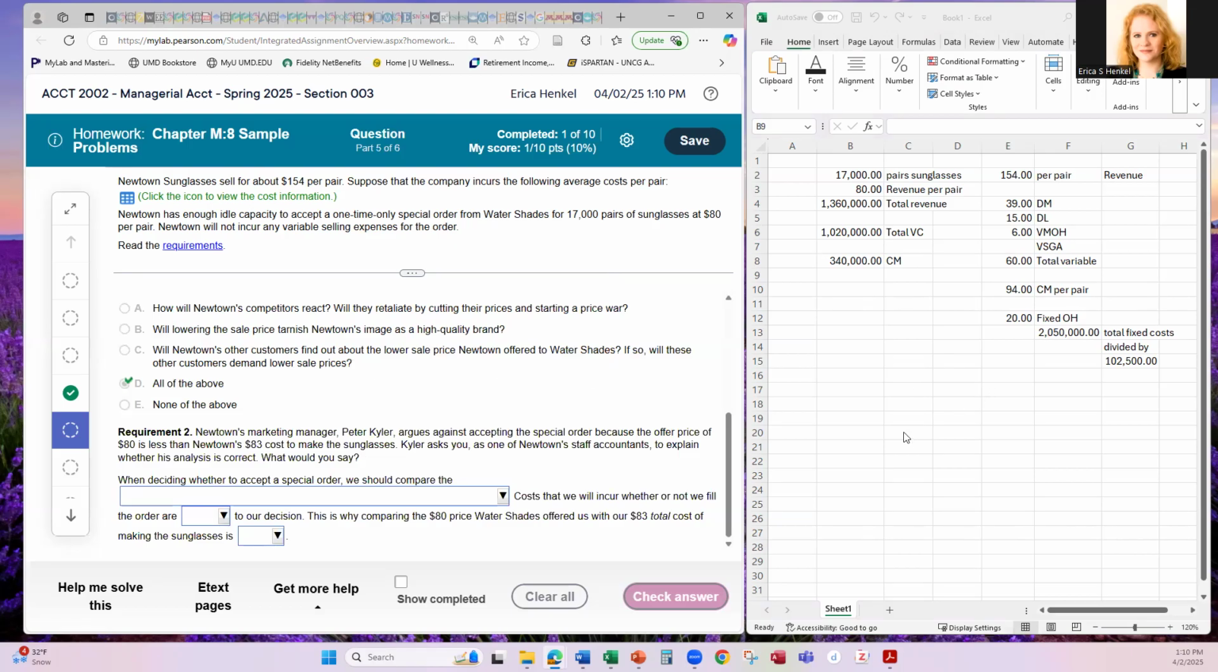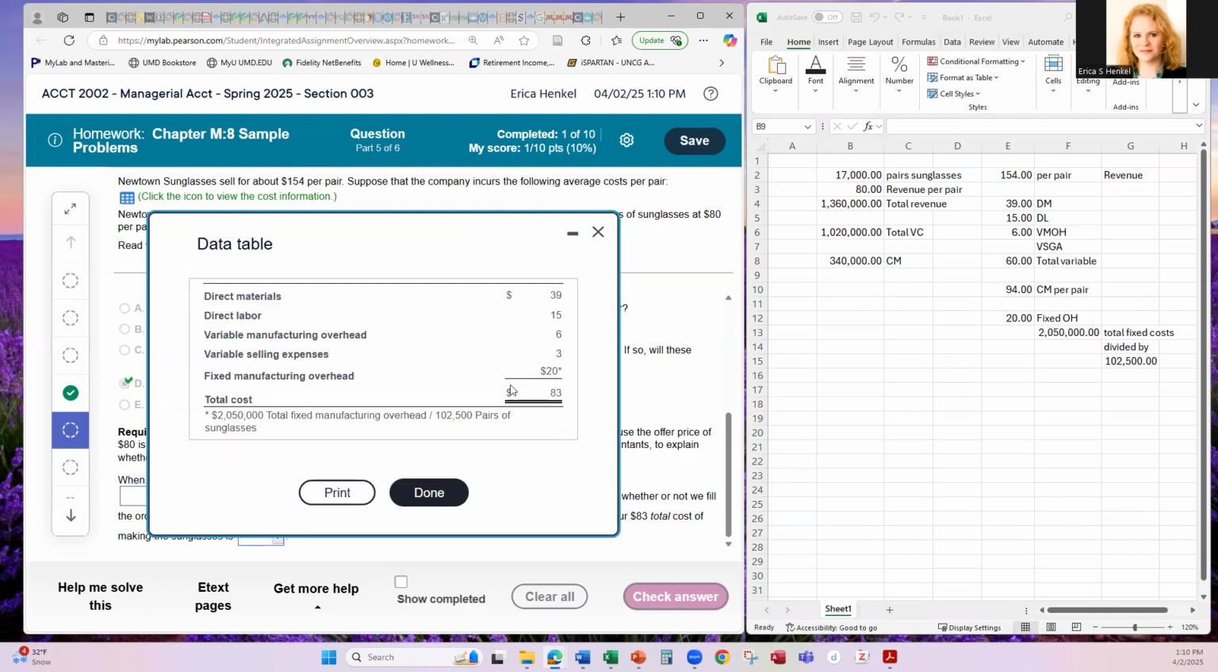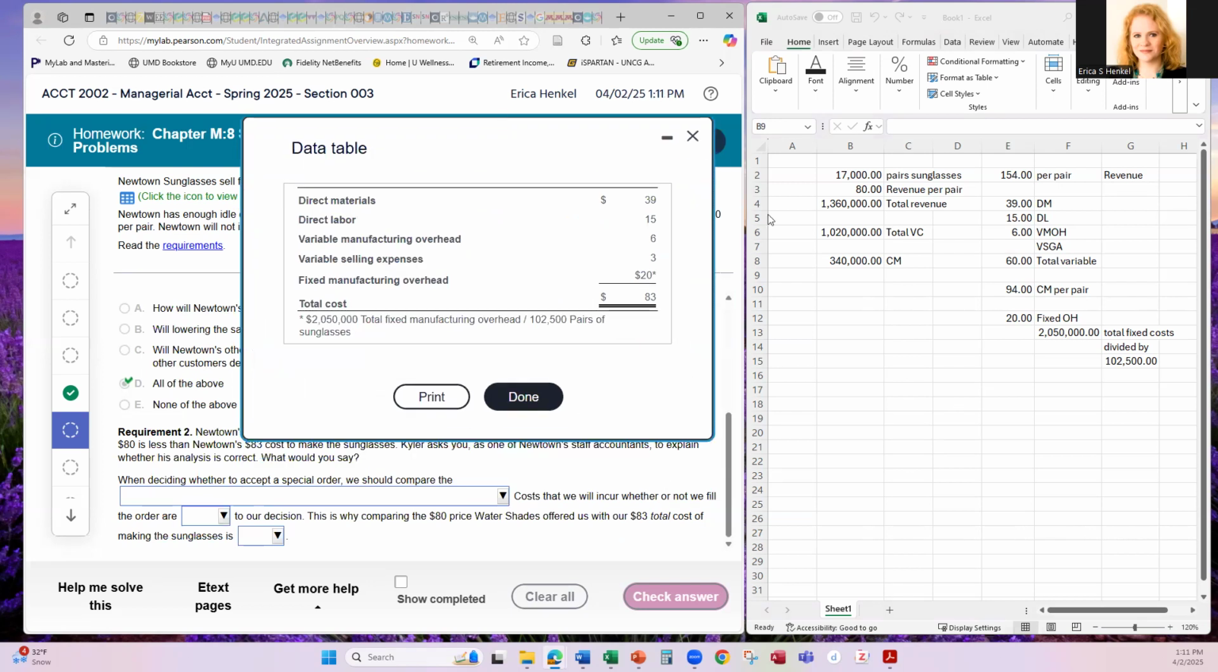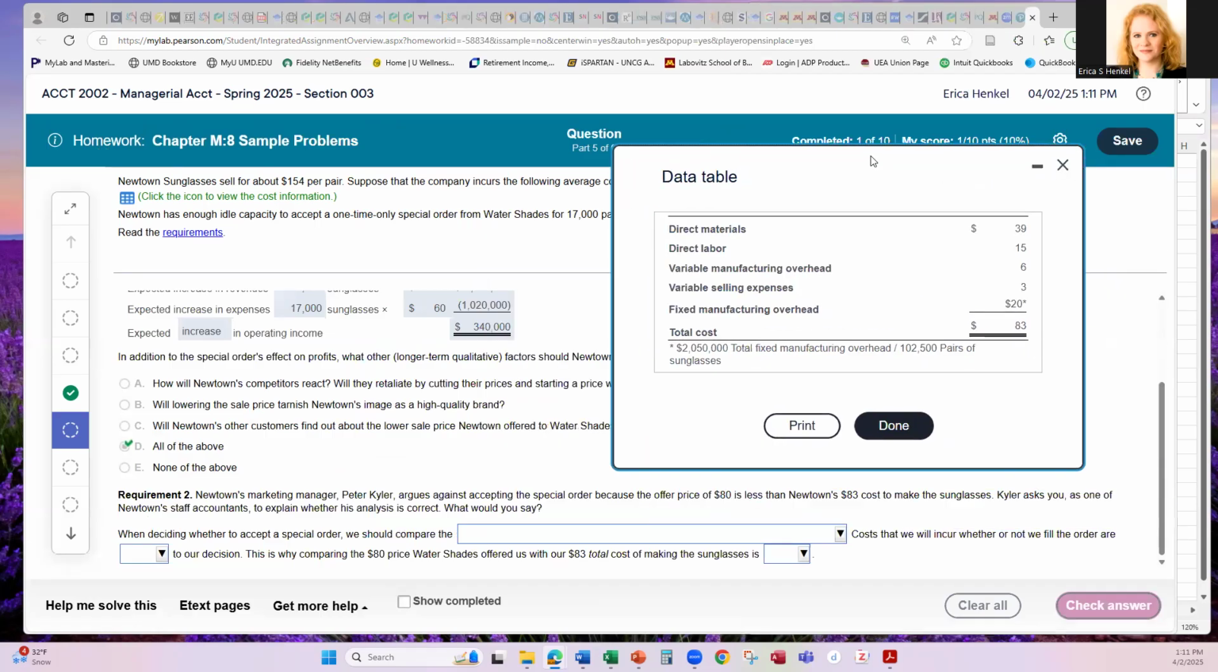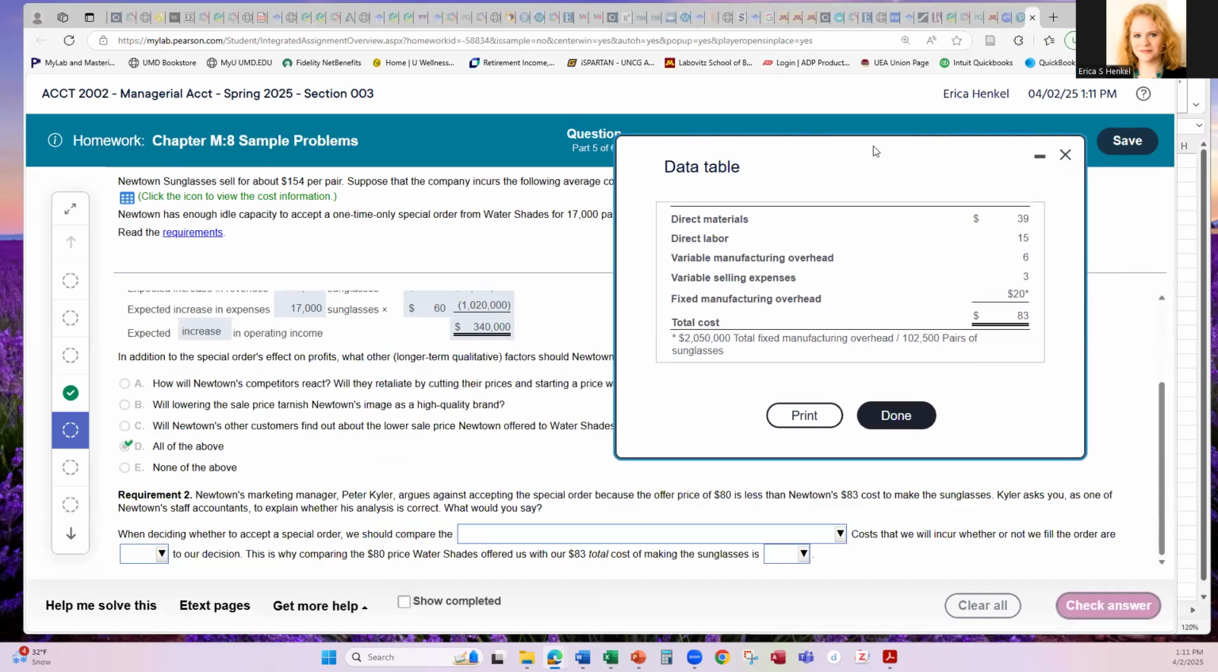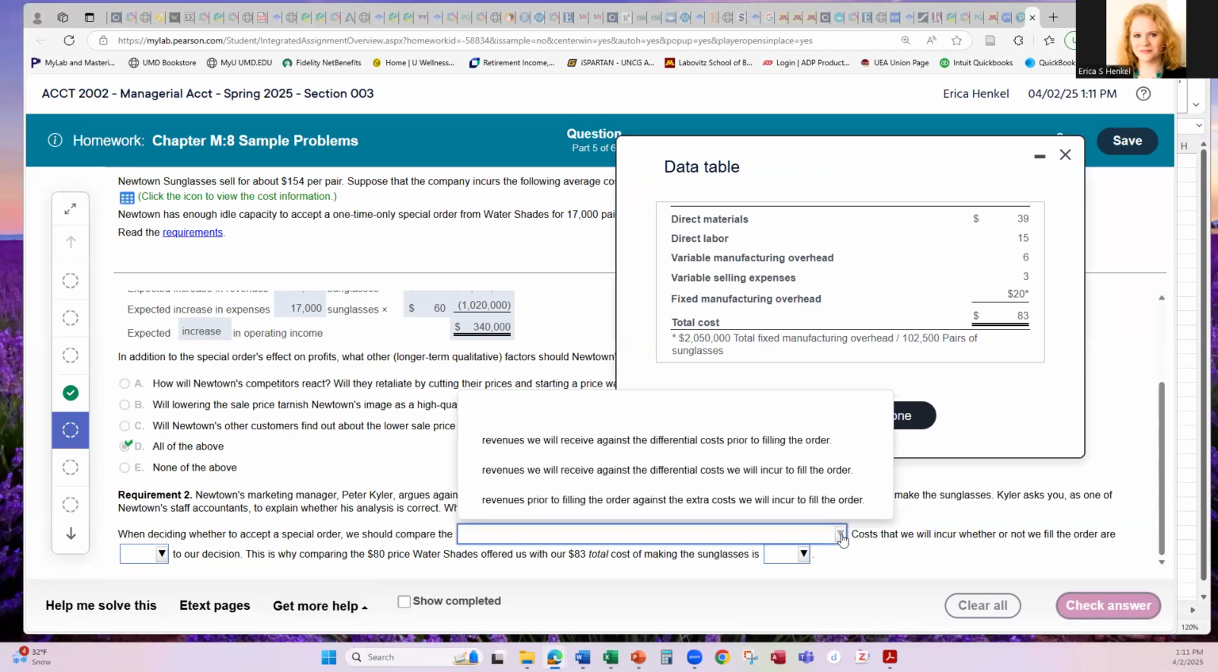All right, another question they've got here. Newtown's marketing manager, Peter Kyler, argues against accepting the special order because the offer price of $80 is less than our $83 total cost to make the sunglasses. So our total cost right here is including fixed manufacturing overhead, right? So is that manager looking at things the right way here? Okay, so we should actually only be comparing the incremental costs.